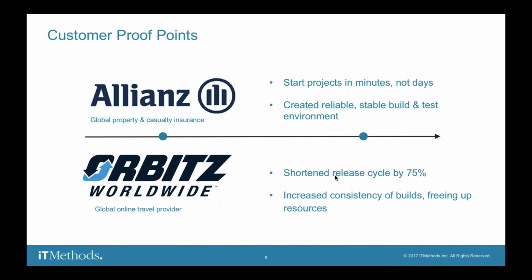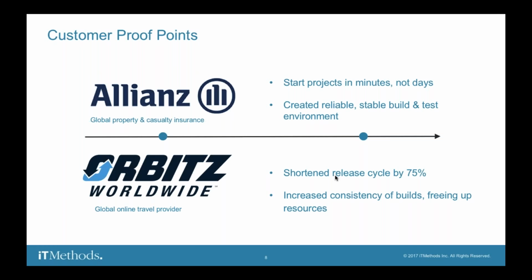Of course, it's one thing to look at some pretty slides, and another thing entirely to see how a tool like CloudBees Jenkins Enterprise is being used in the wild to improve real enterprise DevOps at organizations like Allianz and Orbitz. Allianz Insurance is one of the largest general insurers in the UK, and part of the Allianz SE Group, the largest property and casualty insurer worldwide.